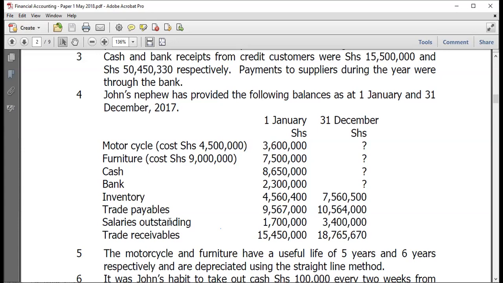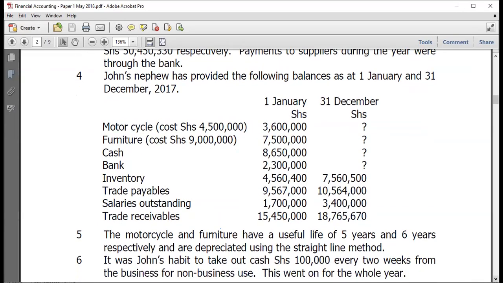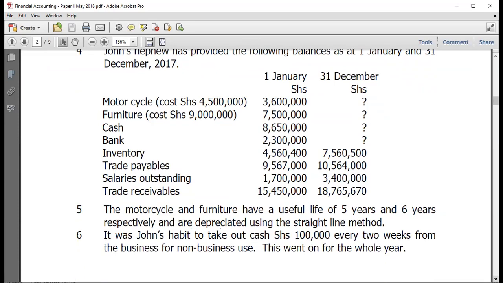Okay. And then we also have 15,450,000 for receivables, and then 18,765,670 as at the end of the year. They continue to tell us that the motorcycle and furniture have a useful life of 5 years and 6 years respectively. And they are telling us that these are depreciated using the straight line method, okay?